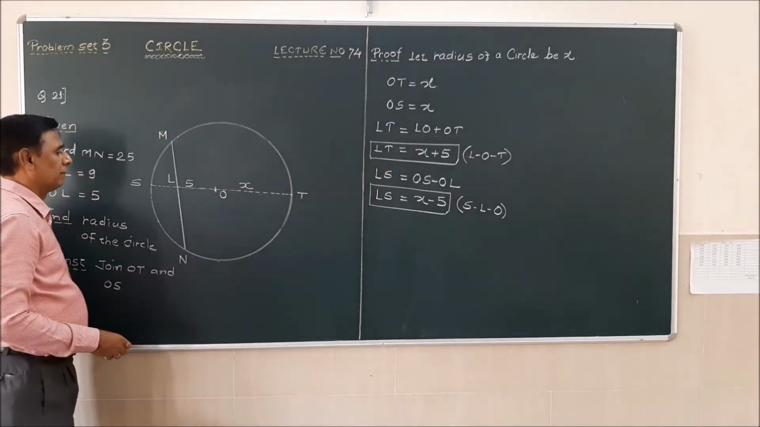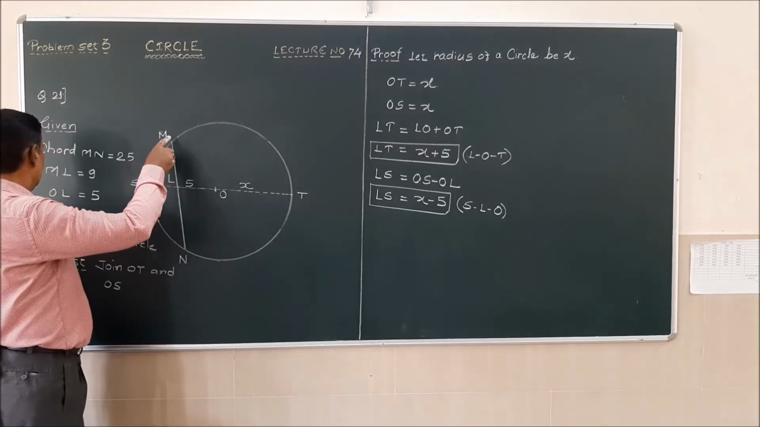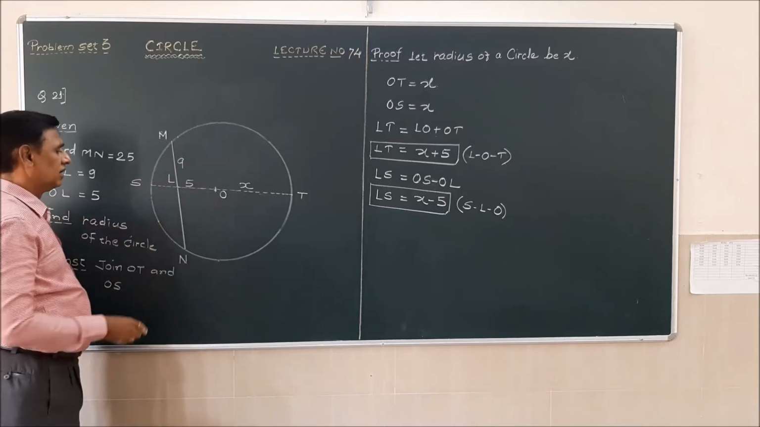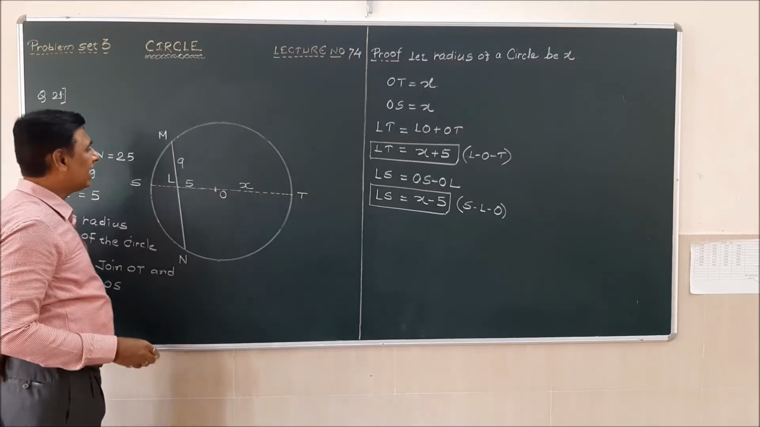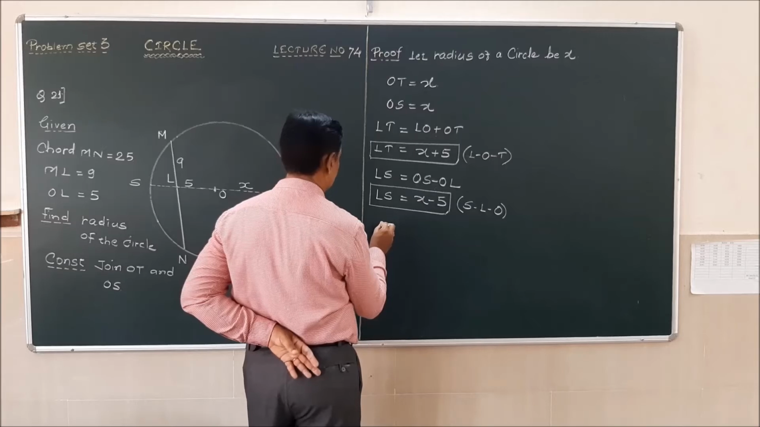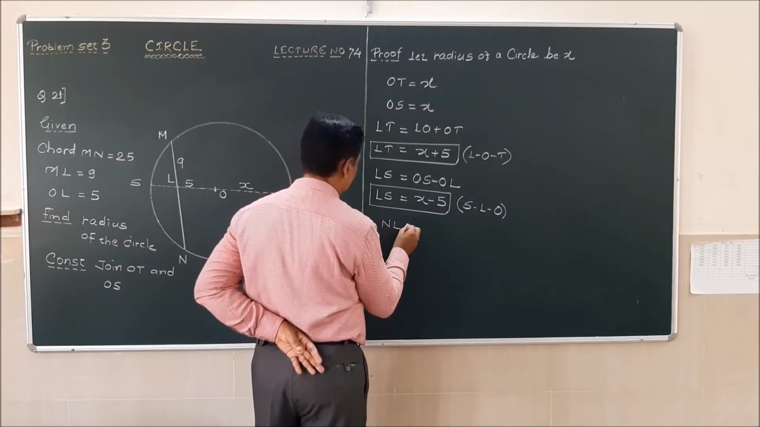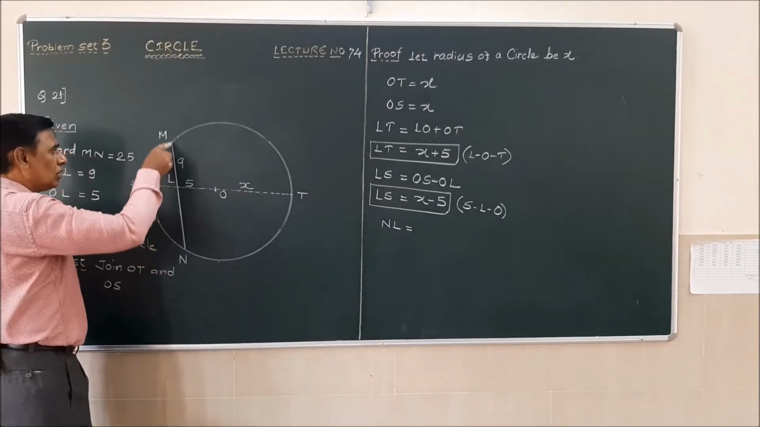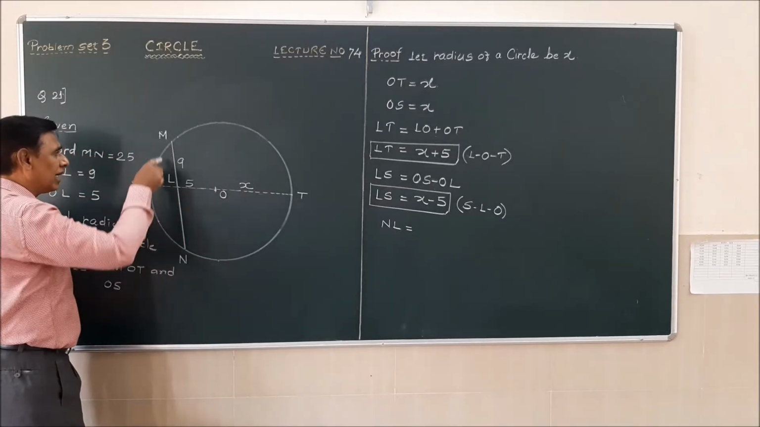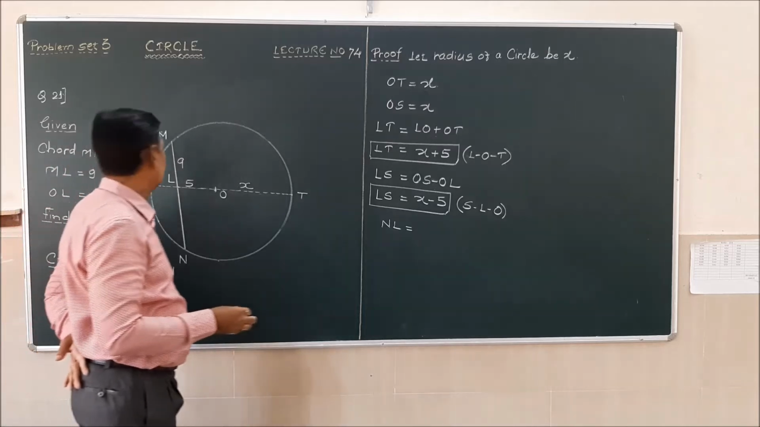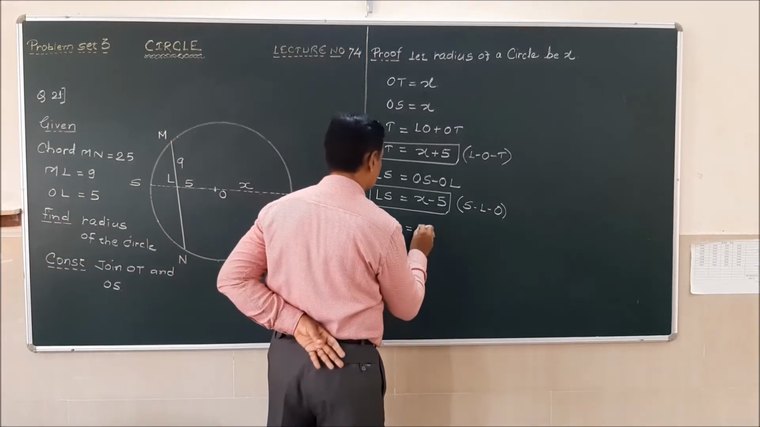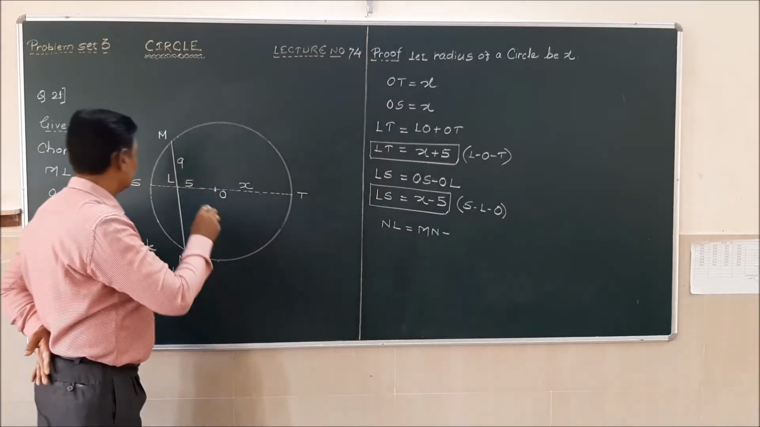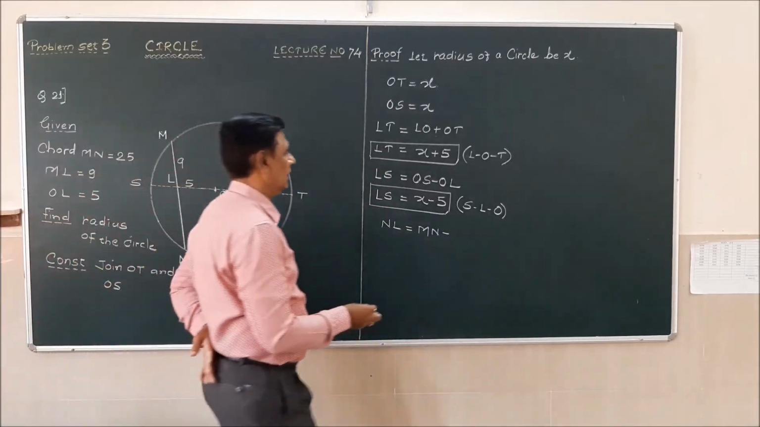Now try to understand. ML is 9. Therefore, NL is equal to MN minus ML.